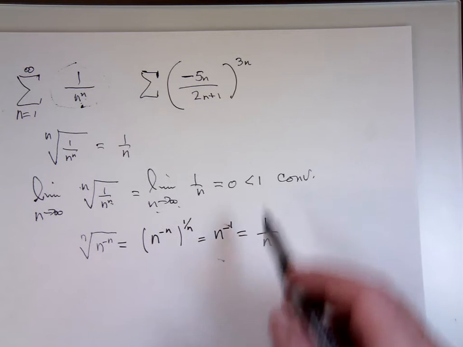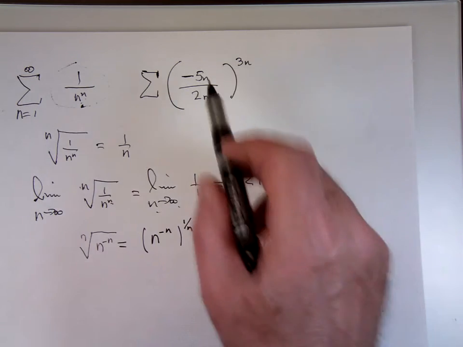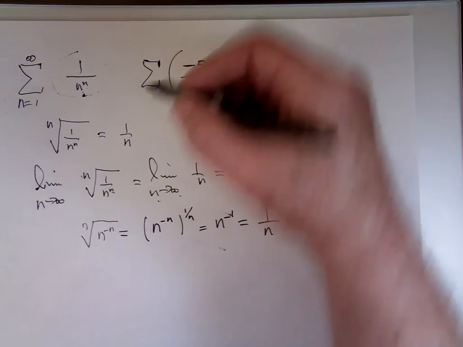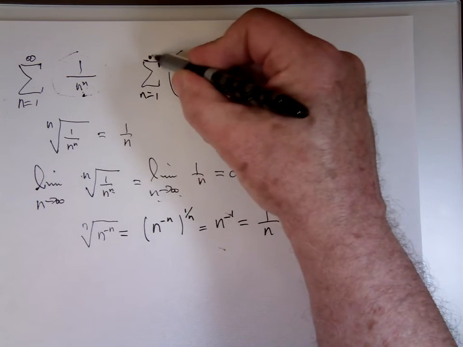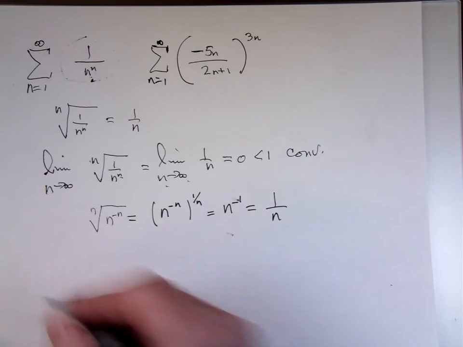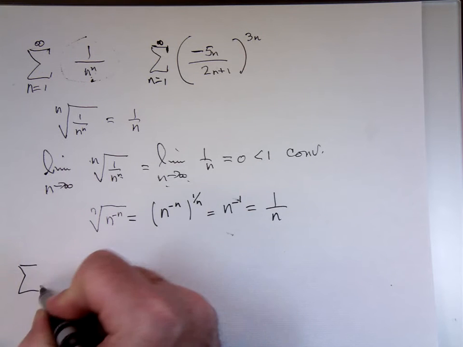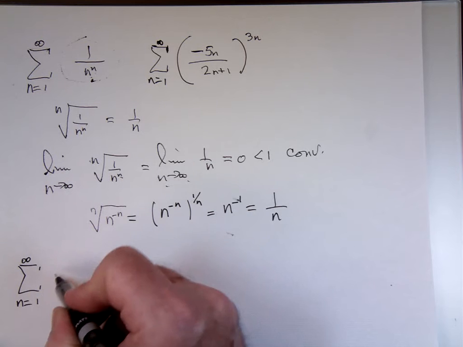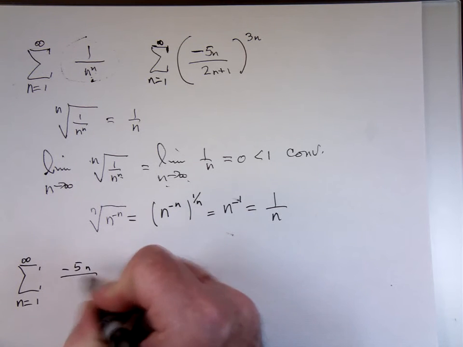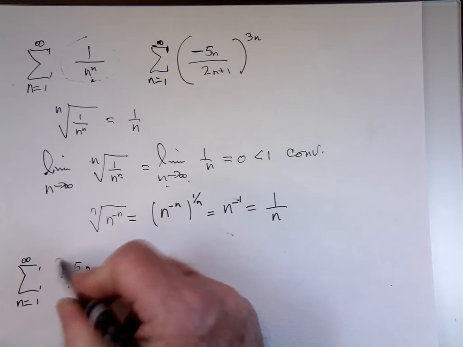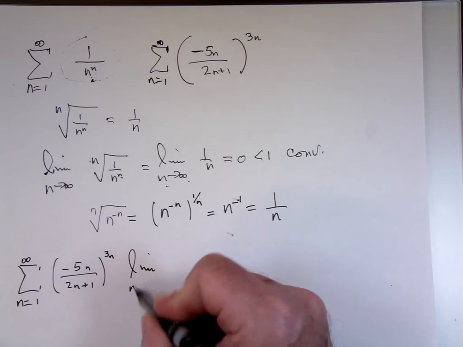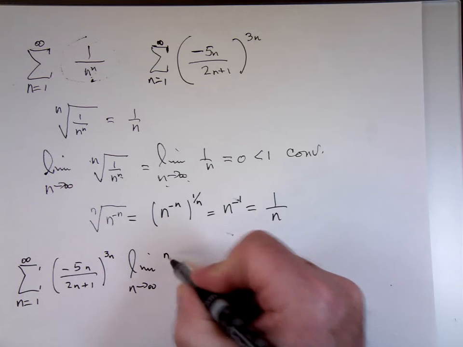Let's do the other one. The other one's kind of interesting. Let's try this other series, n equals 1 to infinity. We have negative 5n over 2n plus 1 to the 3n. We'll take the limit as n goes to infinity of the nth root of the absolute value of the nth term.